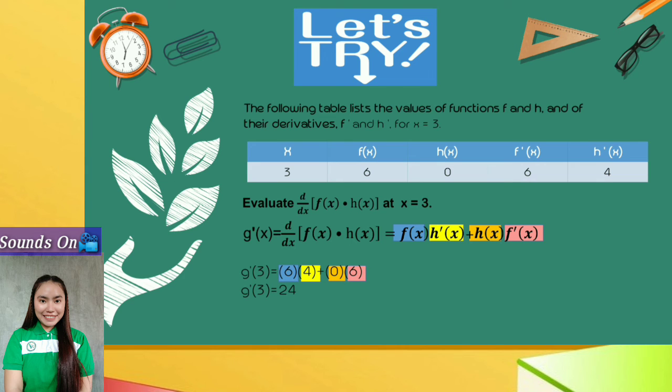So multiply natin, 6 times 4 plus 0 times 6. So g prime if x is 3 is equal to 24. That would be the final answer. Remember, when the derivatives is already given, no need to solve its derivative. Instead, just substitute their values.